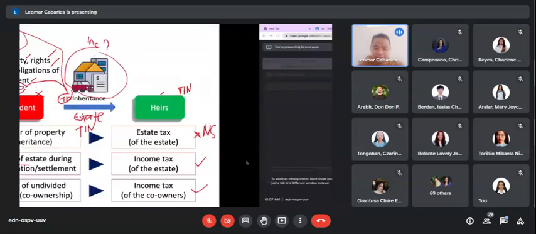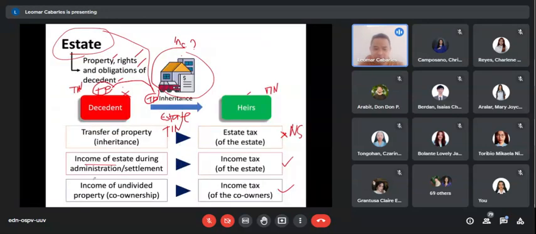So yung administrator ng estate na yan, during administration settlement, kung may na-earn man niya na income, should pay for income tax ng estate. Ng estate. Hindi ng decedent, hindi ng heirs, but ng estate. Kasi the estate is a separate taxpayer. Okay?